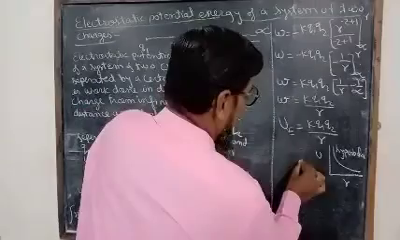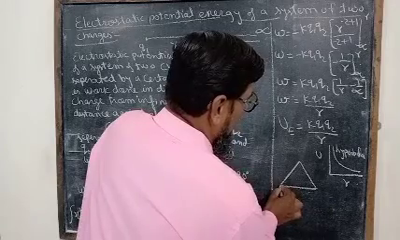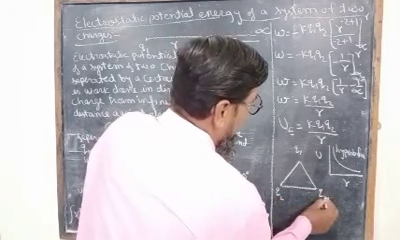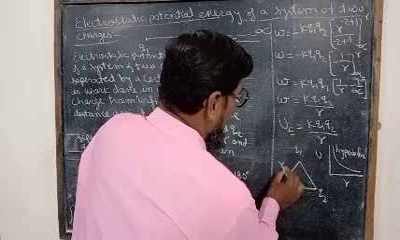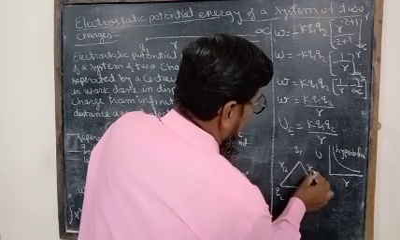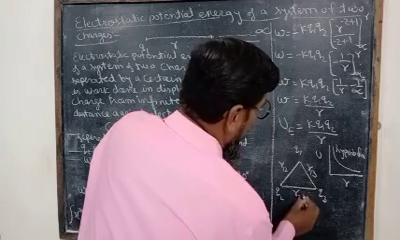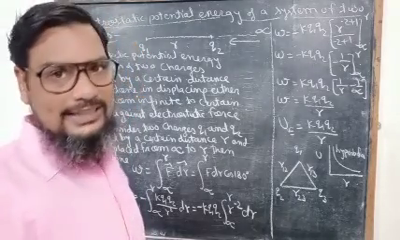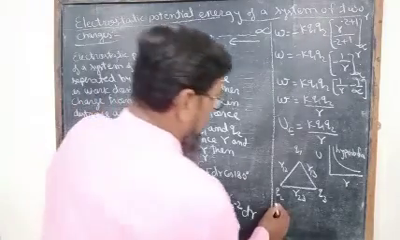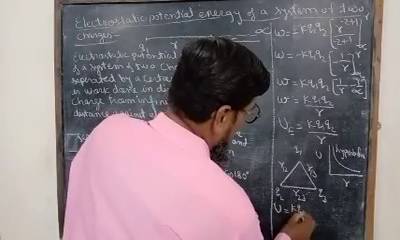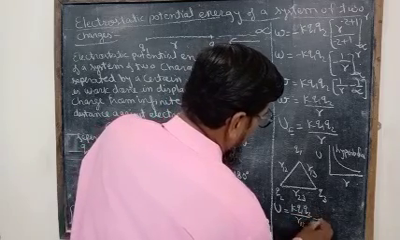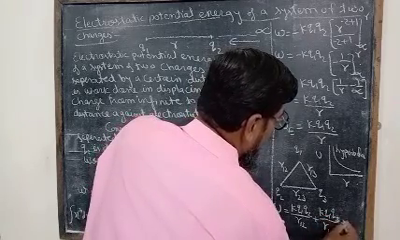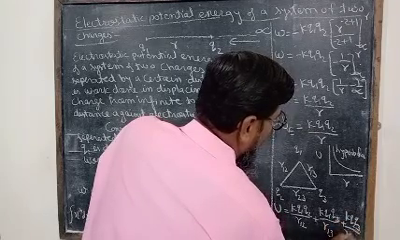If we consider a system with three charges, Q1, Q2, Q3, the separation of Q1, Q2 is r12, the separation of Q1, Q3 is r13, the separation of Q2, Q3 is r23, then the potential energy of the system of three charges situated at the vertices of a triangle will be equal to K Q1 Q2 upon r12 plus K Q1 Q3 upon r13 plus K Q2 Q3 upon r23.